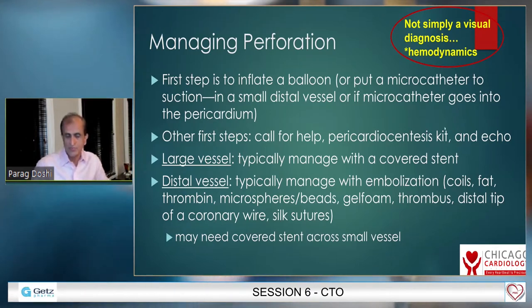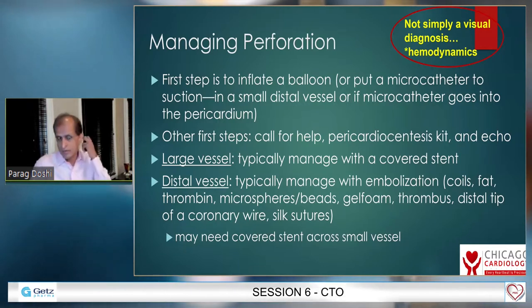My preference for embolization is either fat or thrombin, and the reason is that it still allows me to go back at a later day to do the intervention. And sometimes, if it's a small vessel, which is a branch, you may put a covered stent across the origin of that vessel.